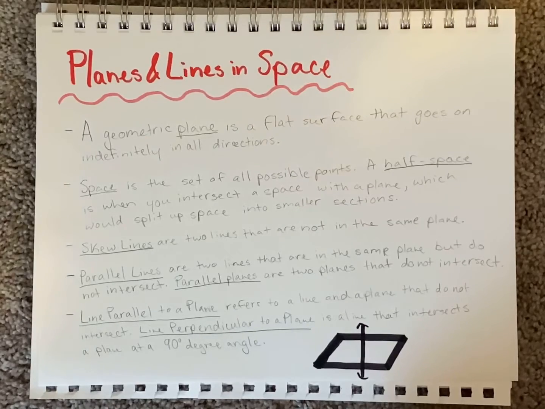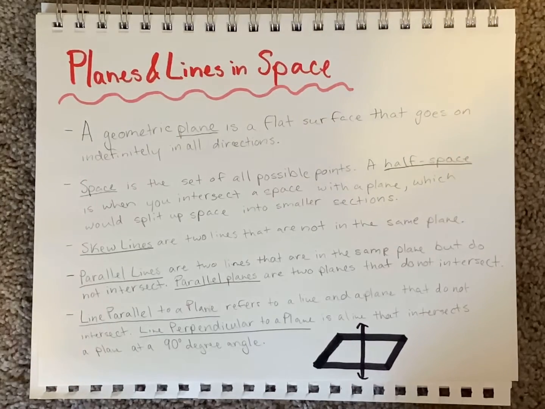Skew lines. Skew lines are two lines that are not in the same plane. Parallel lines. Parallel lines are two lines that are in the same plane, but do not intersect. Parallel planes are two planes that do not intersect, so essentially the same thing. So if you hear parallel, these two are not going to intersect.